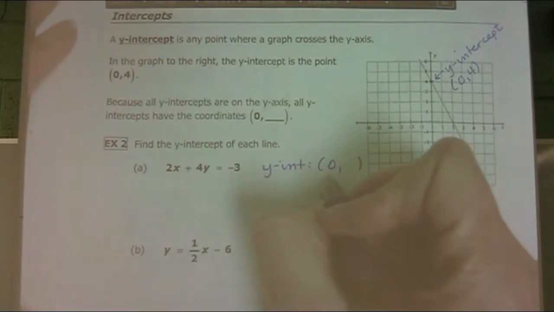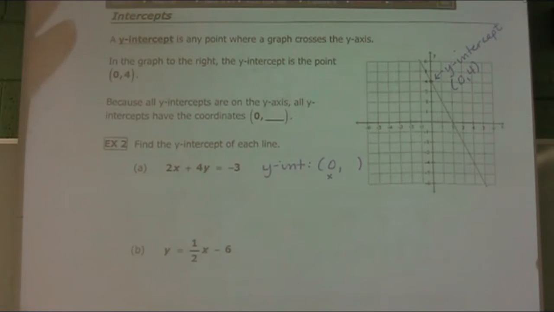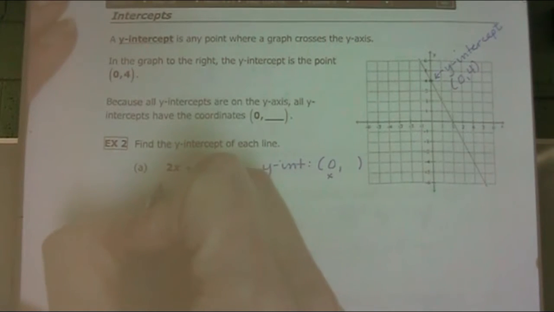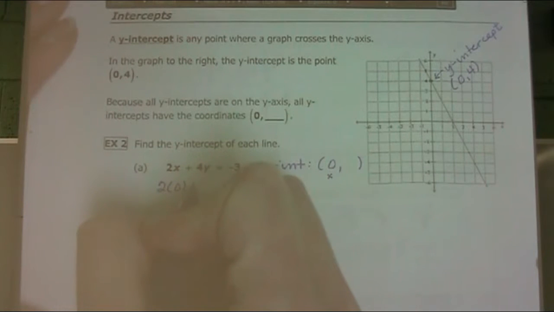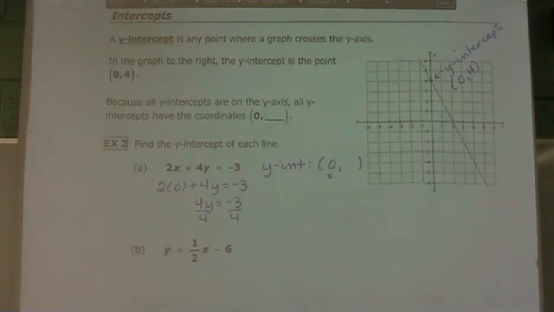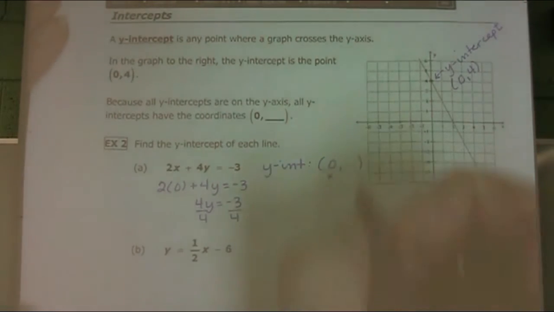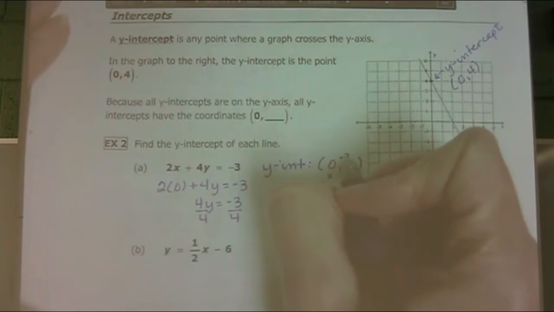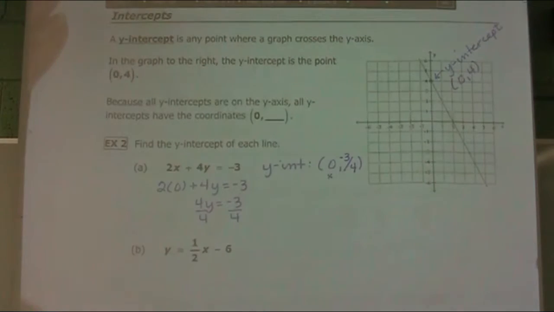Well, the 0 is the x value. So what we're going to do is plug x equals 0 into this equation and solve for y. So I have 2 times 0 plus 4y equals negative 3. So this is 4y equals negative 3. Divide both sides by 4. And y is negative 3/4. So the y-intercept is 0, negative 3/4. That's how we find the y-intercept.